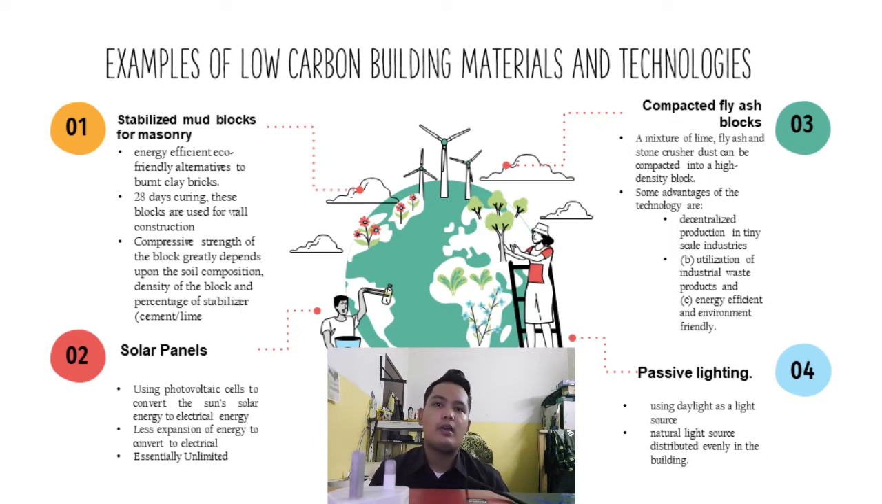And finally, we have passive lighting. By using daylight as a light source, we can introduce natural light to be distributed evenly in the building.